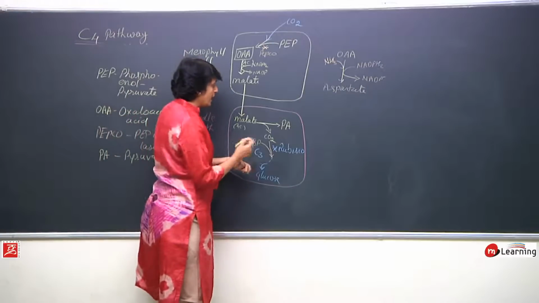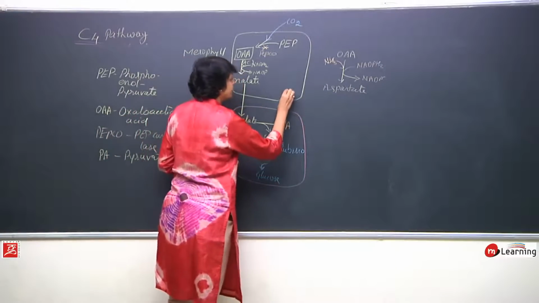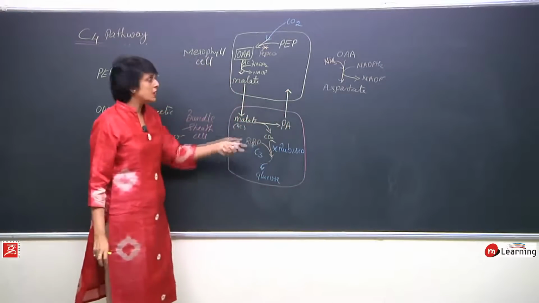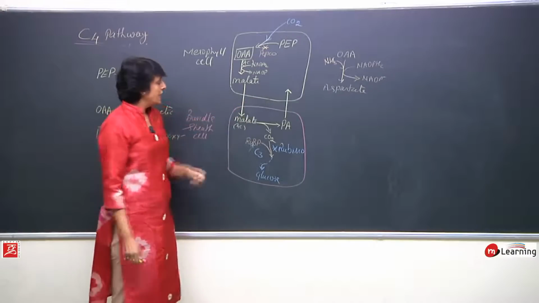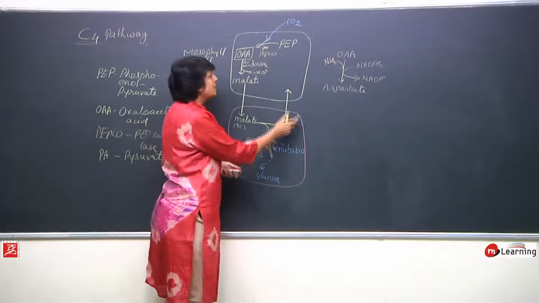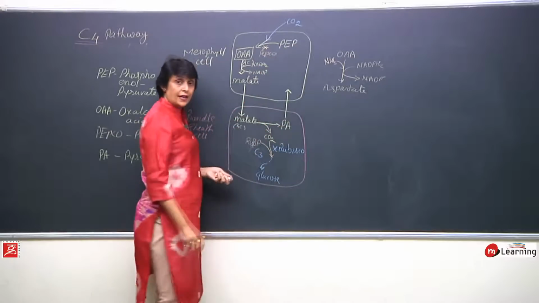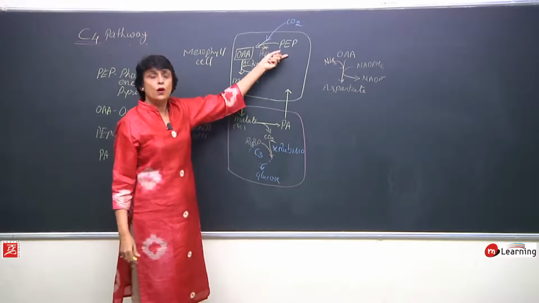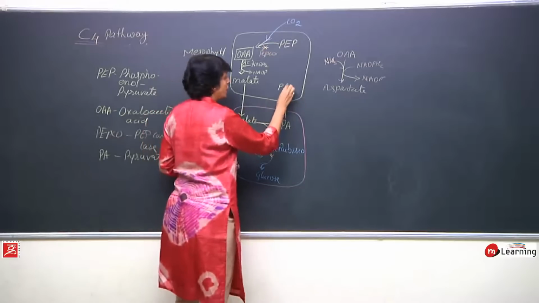Now this pyruvate will go back, or will diffuse, into mesophyll cells. This pyruvate is a 3-carbon compound, and we have to regenerate this phosphoenol pyruvate. So this pyruvate has come here.